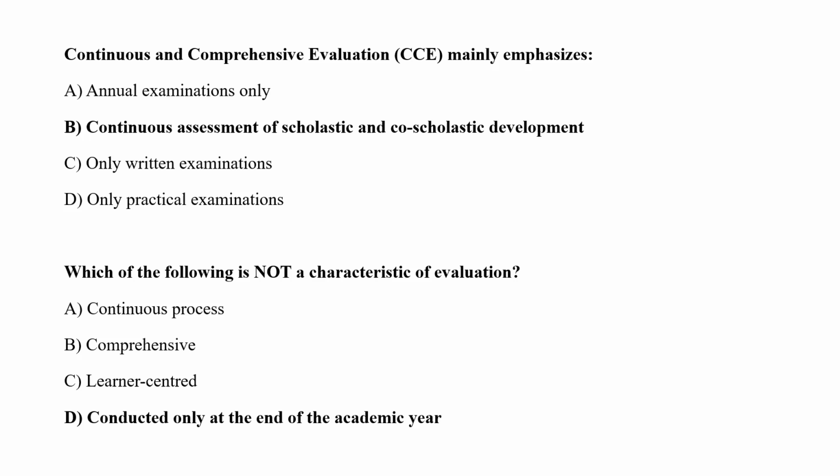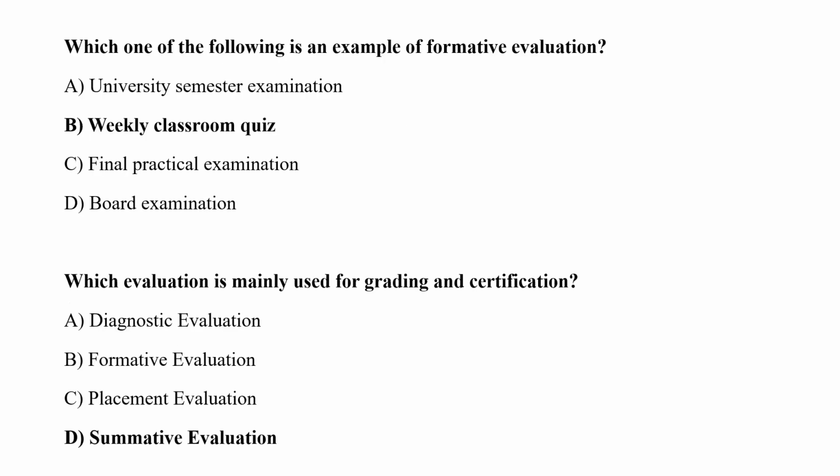Which of the following is not a characteristics of evaluation? So continuous process, comprehensive, learner-centered, everything is a characteristics. Conducted only at the end of the academic year, that is not a characteristics. That is type of evaluation system that is called summative. Which one of the following is an example of formative evaluation? University semester summative, final practical summative, board exam summative. So weekly classroom quiz one, that is called formative. Which evaluation is mainly used for grading certification? Summative.